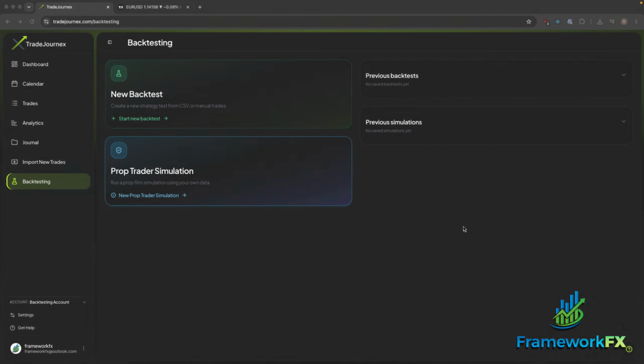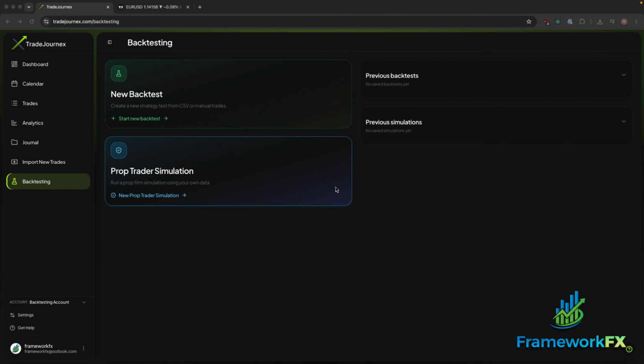To the exciting part, which is the results. I'm going to be using TradeJournex to go through the data.